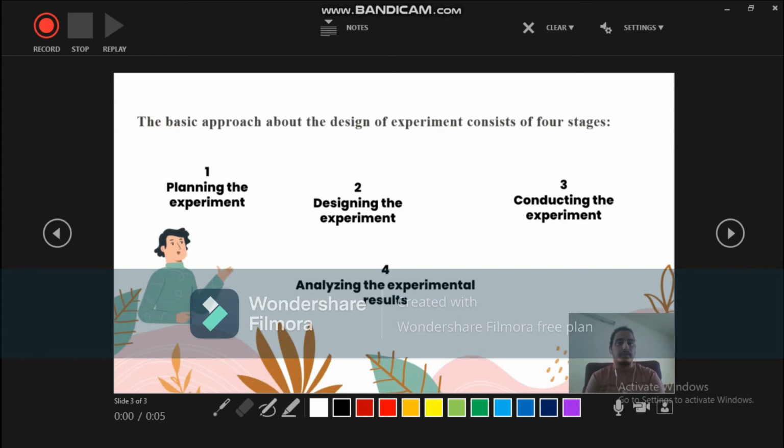The basic approach to the design of experiments consists of 4 stages. Stage number 1, planning the experiment. Stage number 2, designing the experiment. Stage number 3, conducting the experiment, and number 4, analyzing the experimental results.